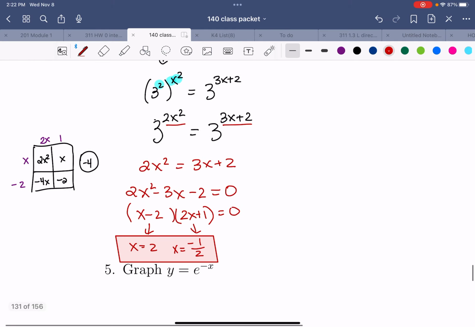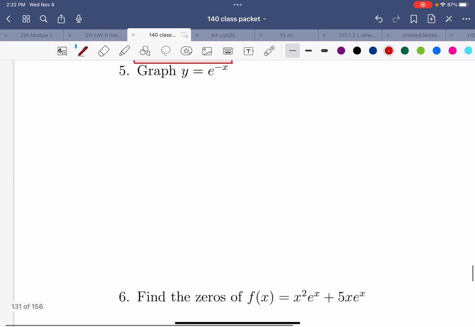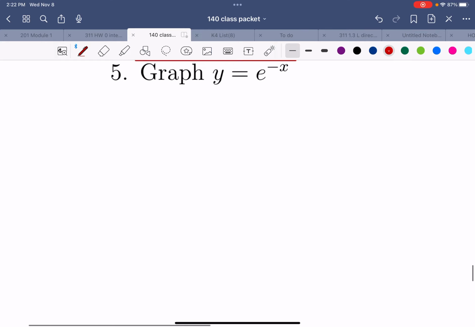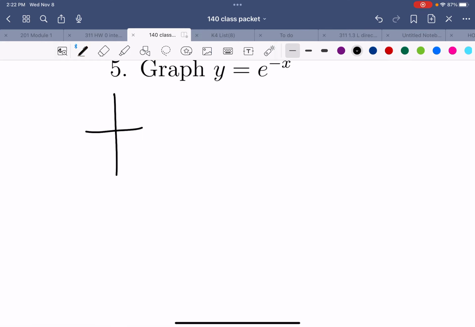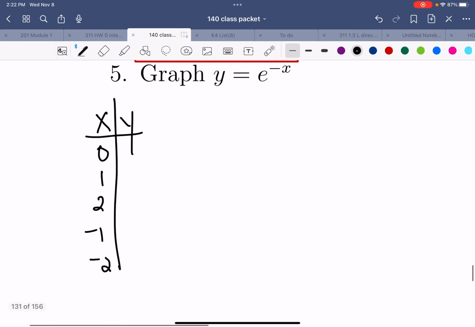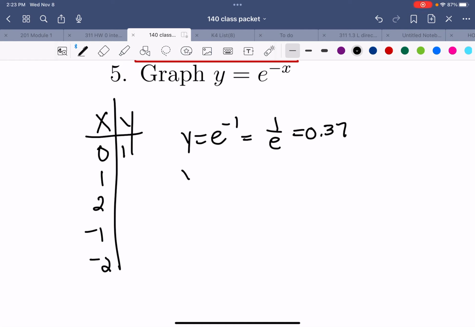Okay. And lastly, we got 2 more. Graph y equals e to the negative x. 0, 1, 2, -1, and -2 when I'm graphing. Plug in 0, -0 is still 0, e to the 0 is 1. Then we're going to plug in 1, so y equals e to the -1 becomes 1 over e, and 1 over e is 0.37. We're going to go to 2 decimal places here.